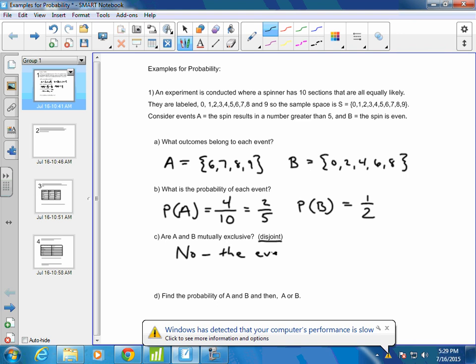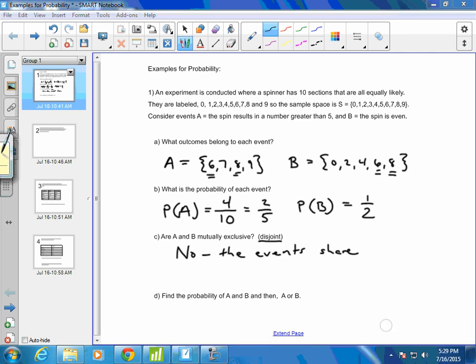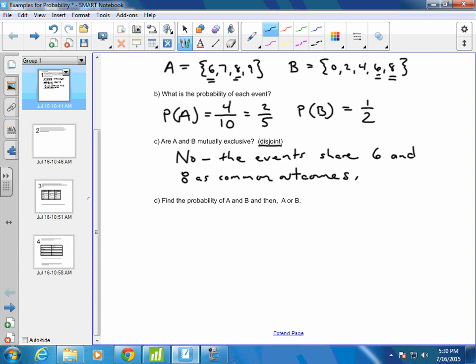and we could say that the events share, well, they actually share 6 and 8 as common outcomes. So they share 6 and 8 as common outcomes. Another way you could answer that is no, because the two events could happen at the same time, right? If a 6 resulted, it would be greater than 5, and it would be even. Okay, so that's important. Knowing whether they're mutually exclusive or not is important in doing part D.